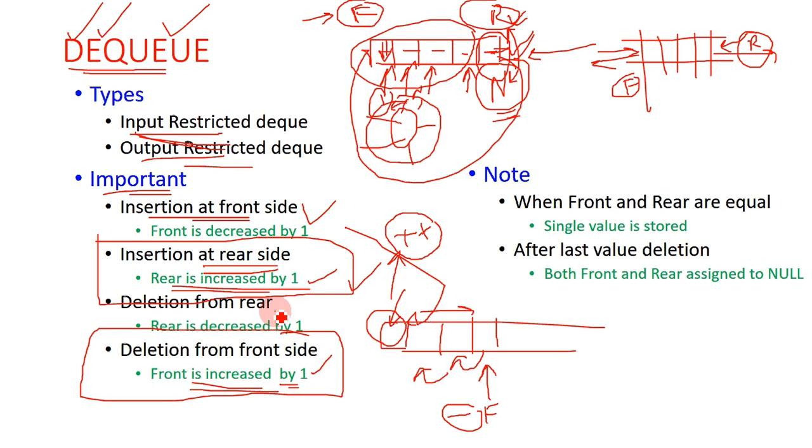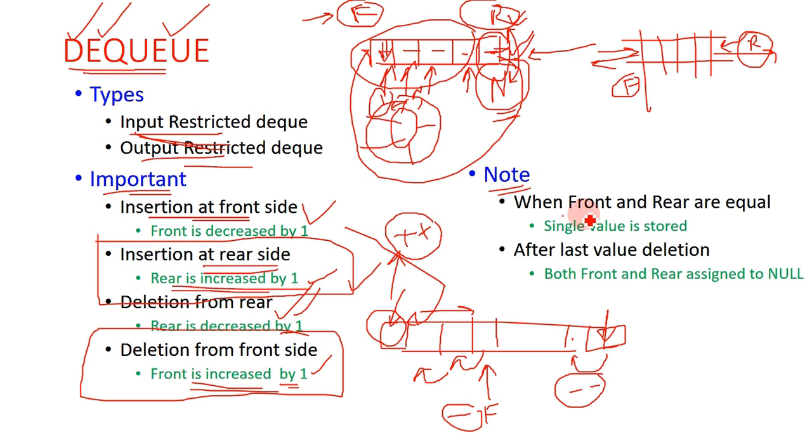When you want to do deletion from the rear side, this is the rear end, and you want to delete the element from this side, you have to decrement the rear. Rear will be decremented by 1. These were the normal operations of a dequeue.